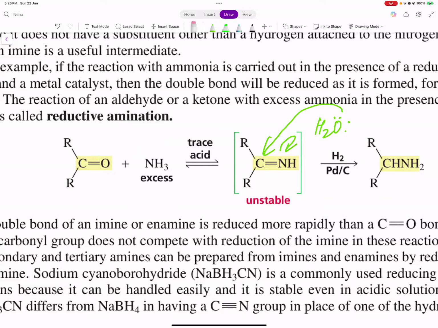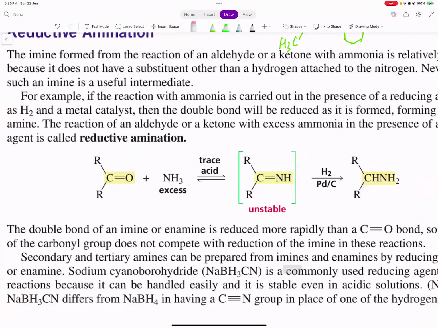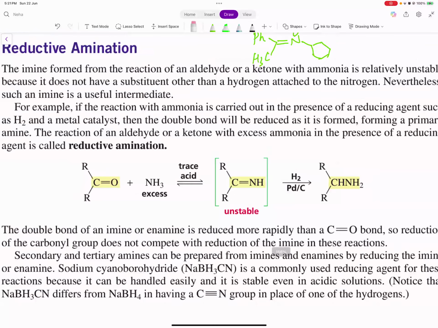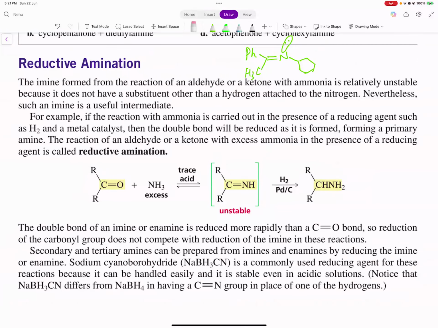So this is relatively unstable. Anyways, what we do is we immediately reduce it, and we get this amine. This is a very nice way to produce amine. It's a very important way also. Clear? Yes, sir. Okay.